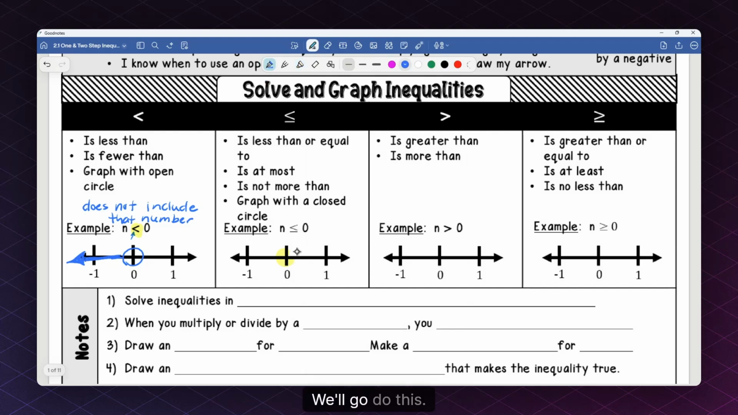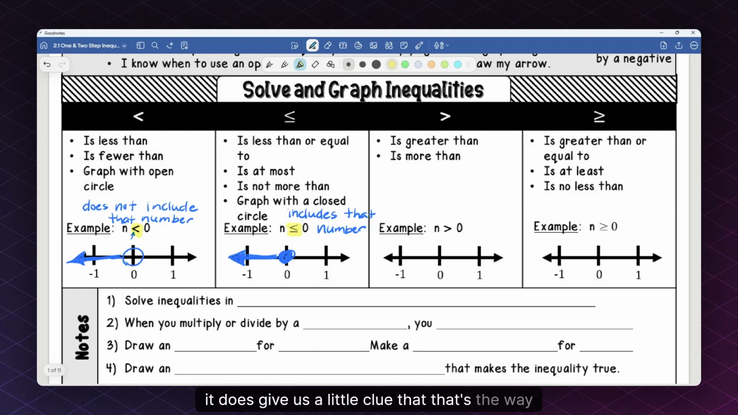We're going to do a closed circle here. And so the closed circle means that it includes that number. So it includes the 0. This one over here does not include the 0. Now, the arrow, we can see that it's less than that, and so the less than direction is this way. And we can see that the symbol does give us a little clue that that's the way we're going to shade it, to help you remember.